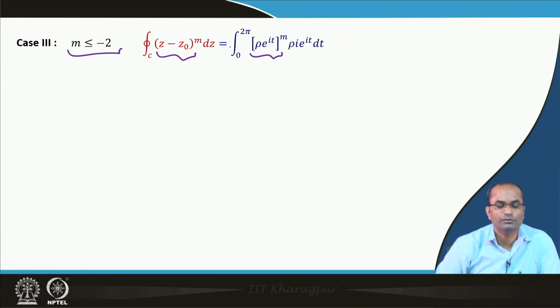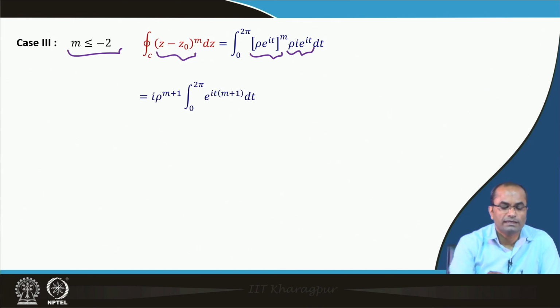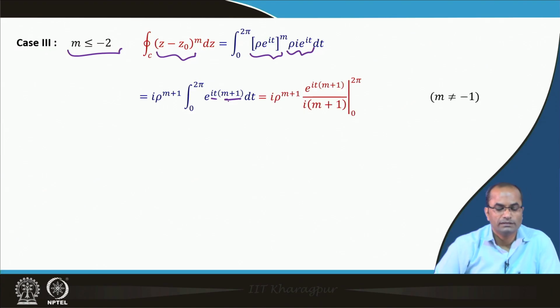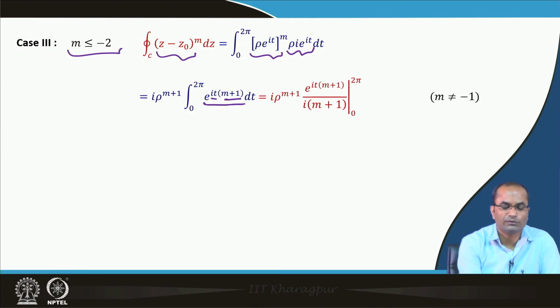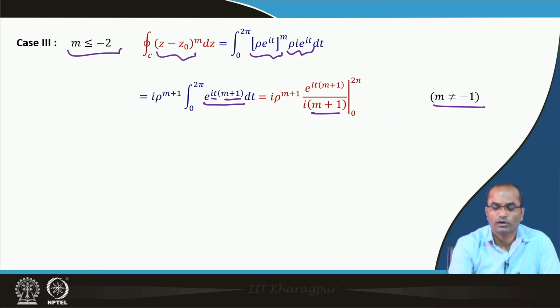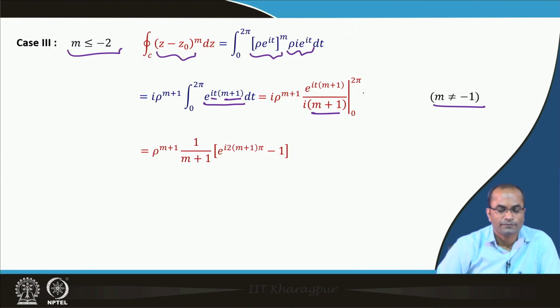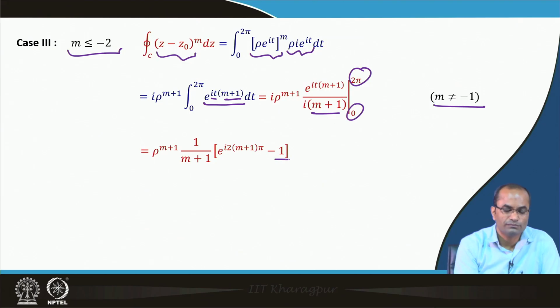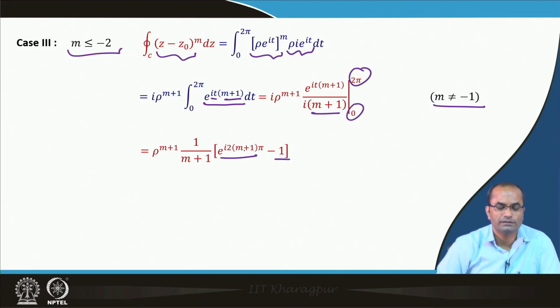Again we will substitute this parametric equation. So, similar to the previous one, then we have here e power I t to the m plus 1 dt, and then we can integrate this. So, naturally m not equal to minus 1, that case we have already discussed before. So, we have this integral here, and then we can substitute the 2 pi for t and then 0 with the minus there. So, we have this integral.